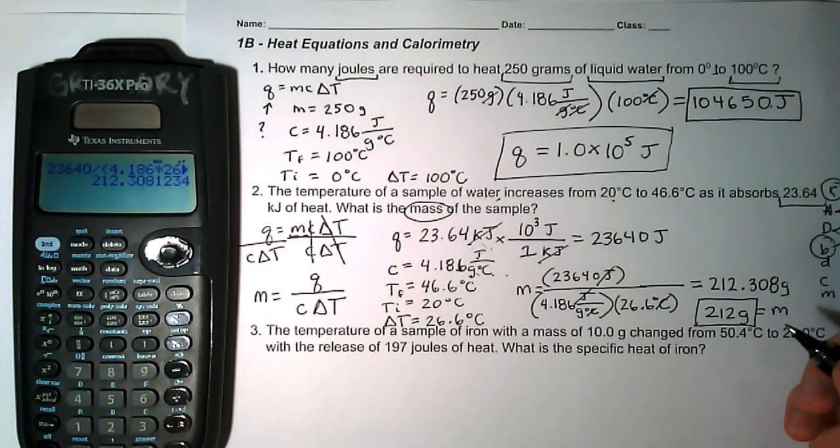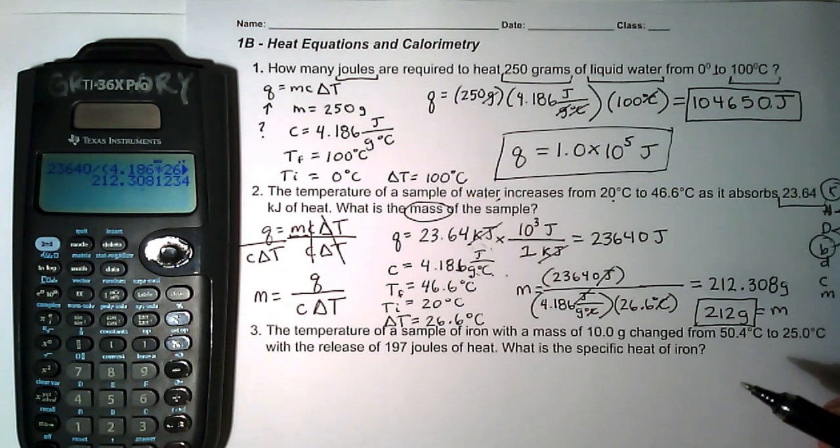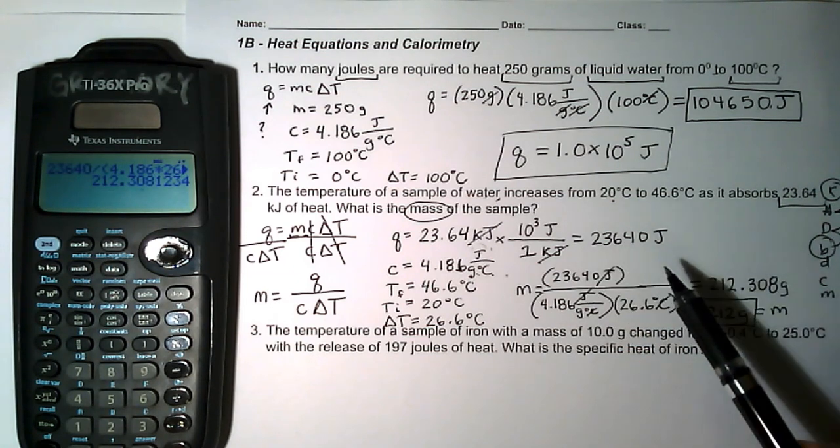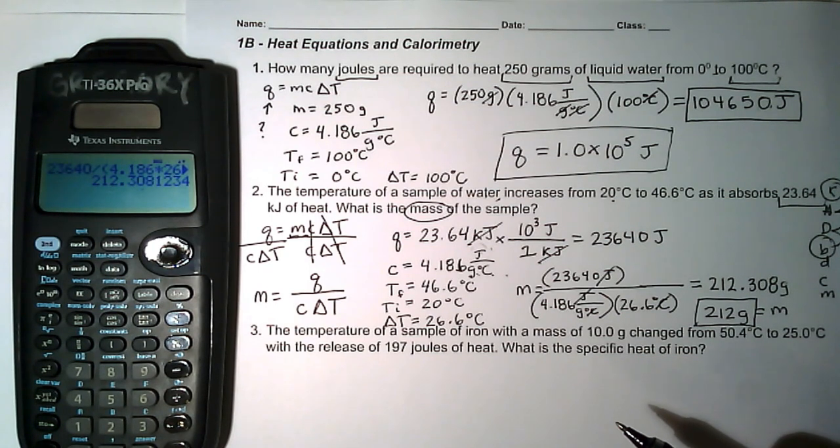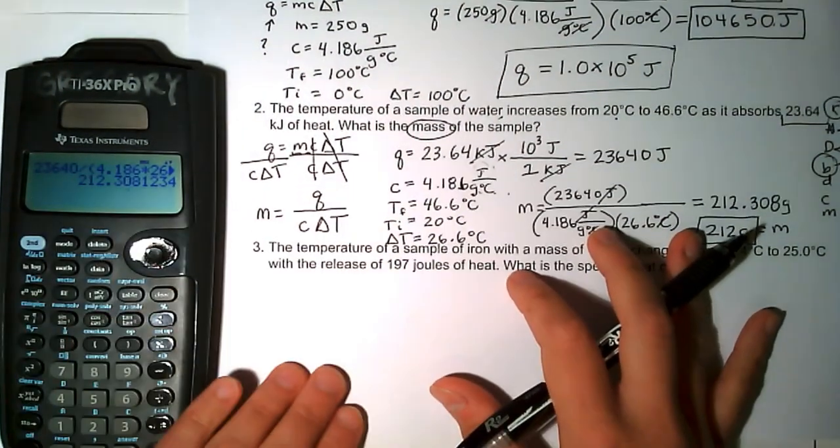Now on a test or quiz, you should round to appropriate significant figures or do whatever the problem tells you to do. If it tells you to round to a whole number, round to a whole number. If it tells you to round to 2 decimal places, then of course in this case it would have been 212.31. So round however it is telling you to round in the problem. Let's move this up just a little bit.